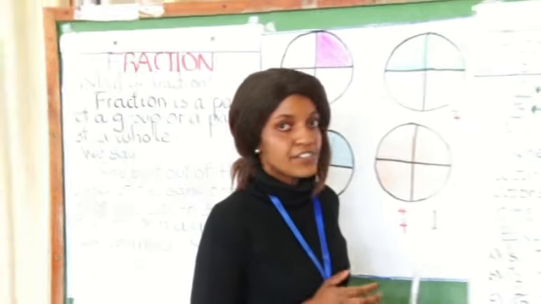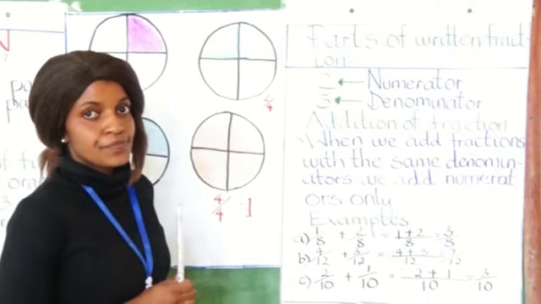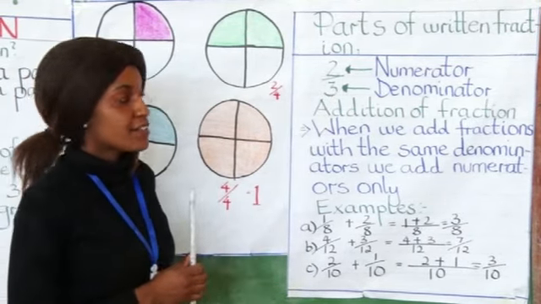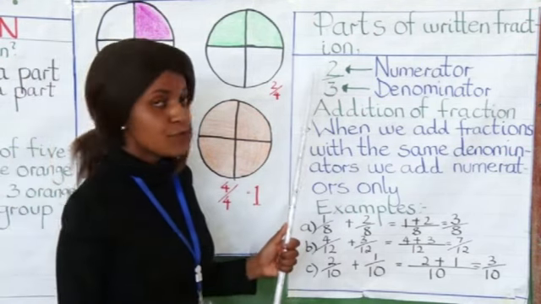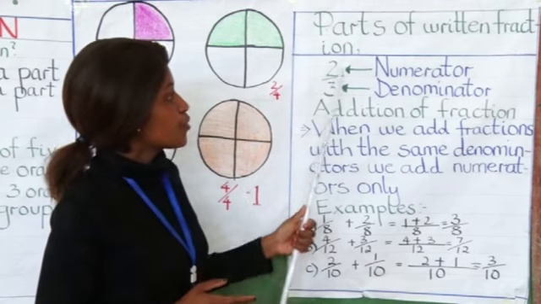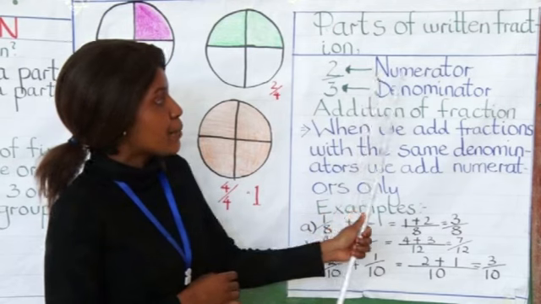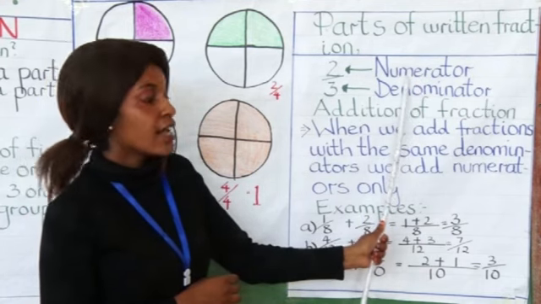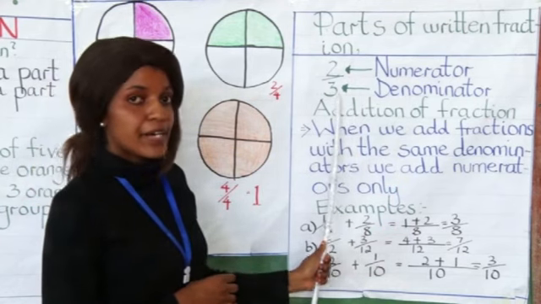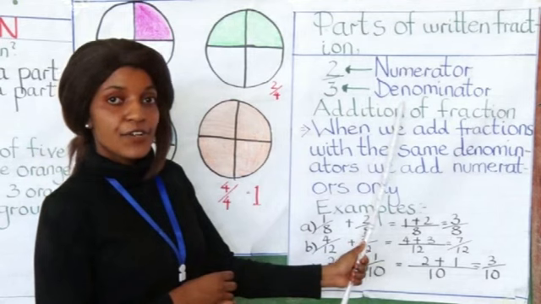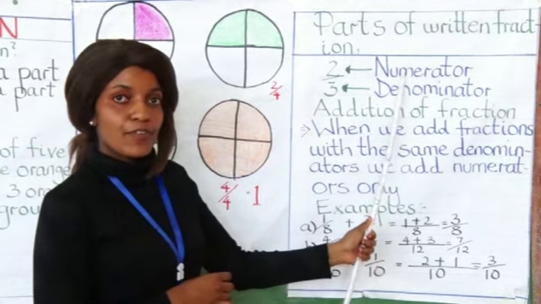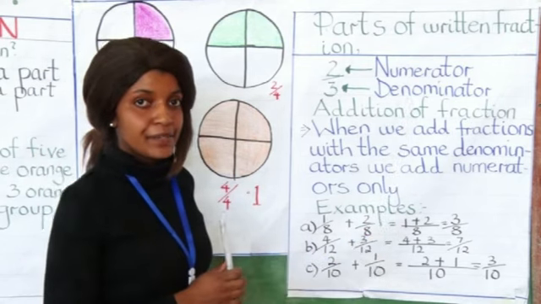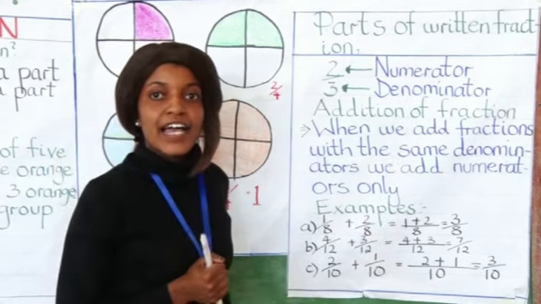Let us see the parts of a written fraction. Now, as you can see here, we have 2/3. This is a written fraction. We have two numbers here, number 2 and number 3, and 2 is on top of number 3. The upper number, the top number, is known as the numerator, while the lower number, or the bottom number, number 3, is known as the denominator. So the upper number of a written fraction is known as numerator, while the lower number is known as denominator.